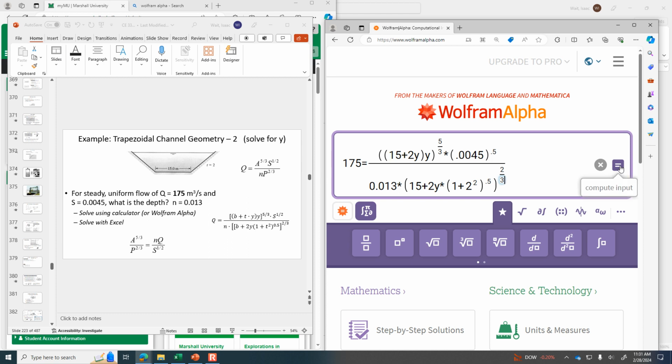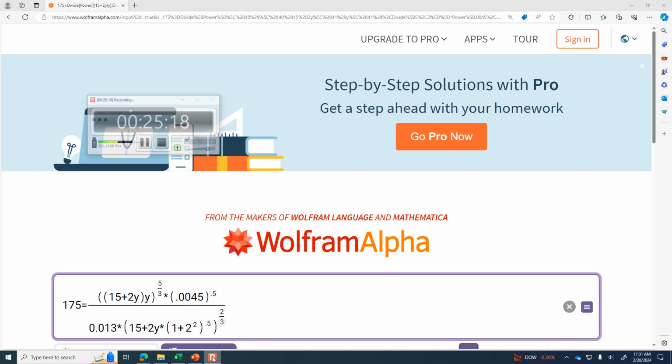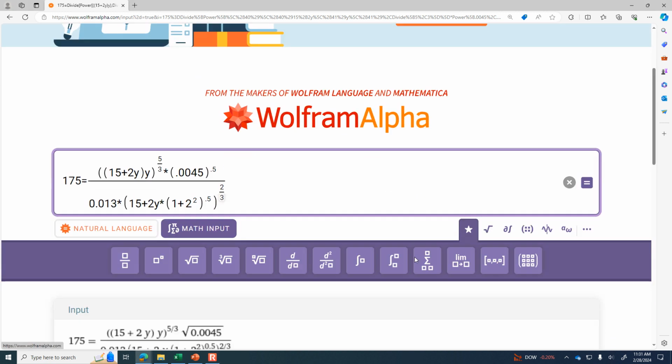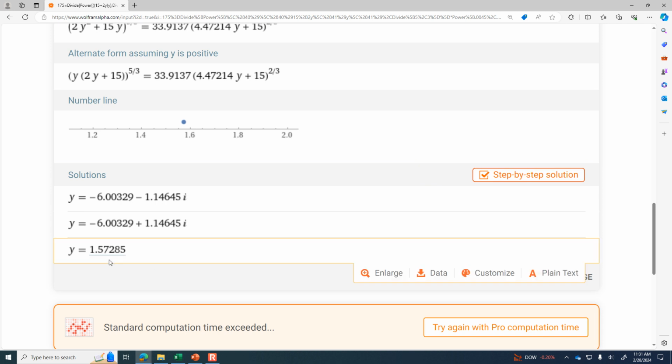So compute the input, give it a moment. See what it came up with. We get a graph, we get a bunch of stuff, 1.572. Yeah, that's right. So y equals 1.572 meters.